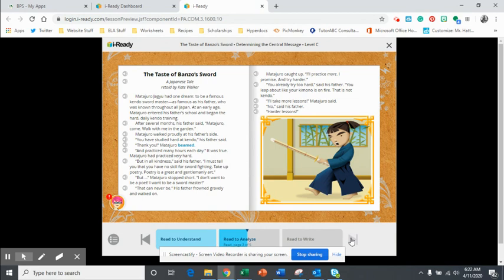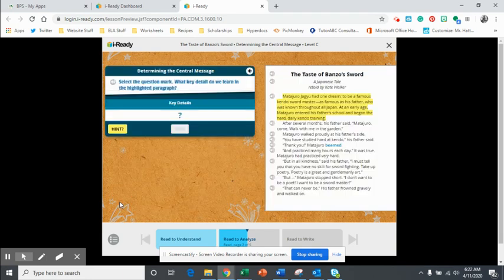All right, so again, now the text, you've read this through once, and I understand that you might think it's boring and all that, but it's important that you go back and reread it again. So go back and read through the text and then click on our little friend over here. All right, so let's click on our friend. What key detail do we learn in the highlighted paragraph?